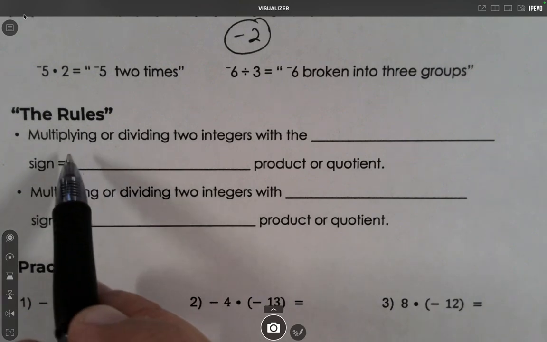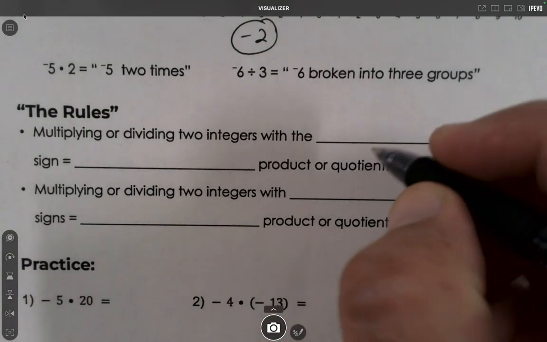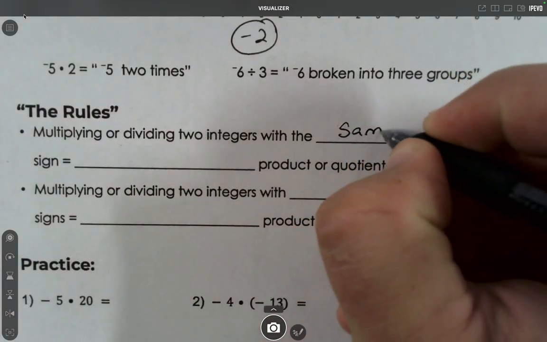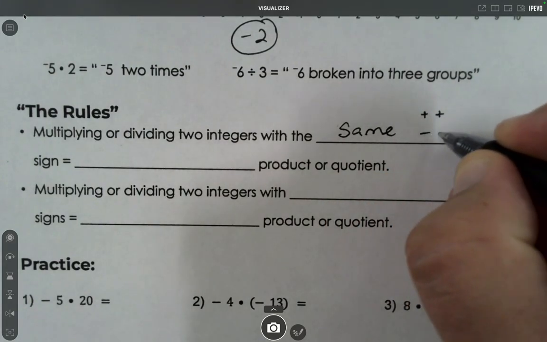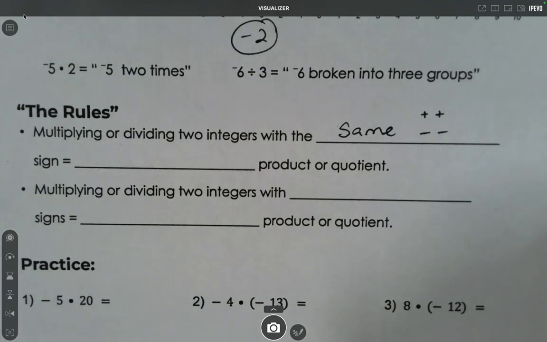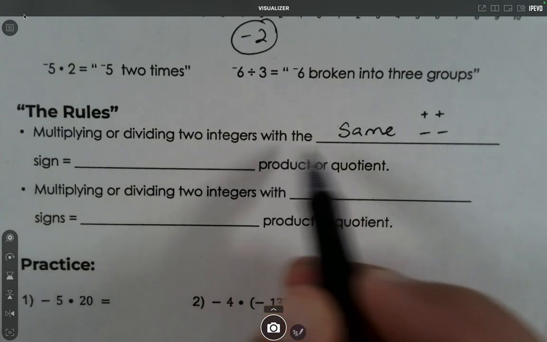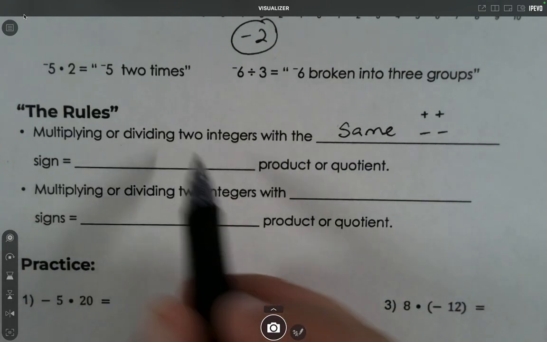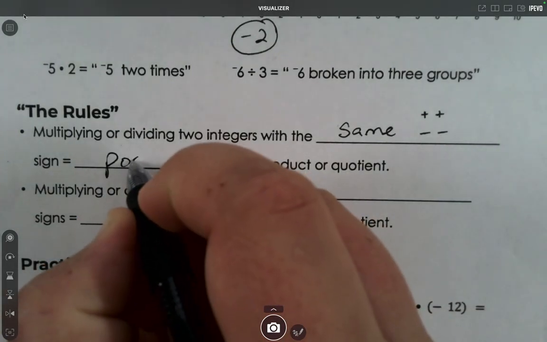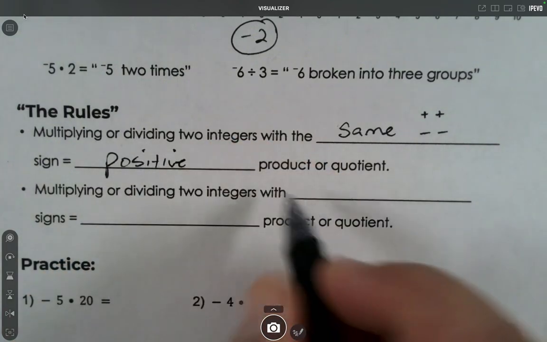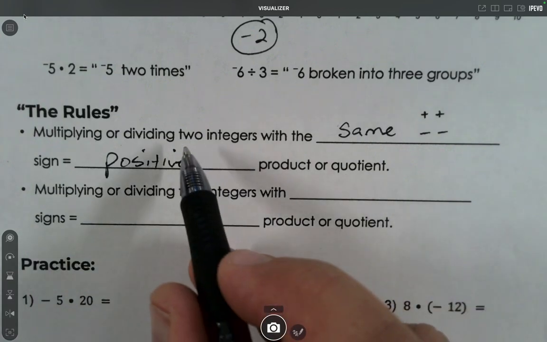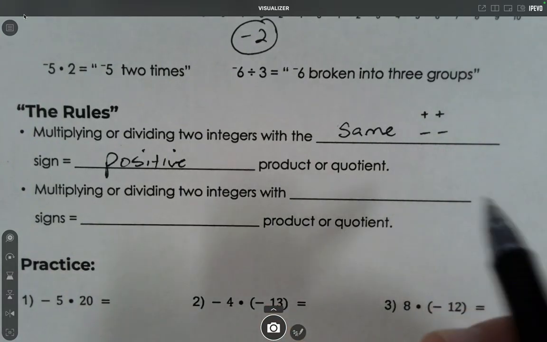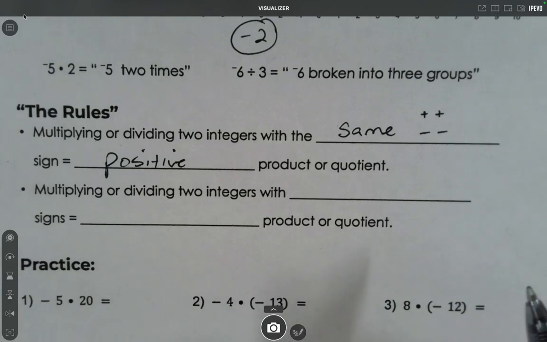Turns out, when you multiply or divide 2 integers with the same sign, now same could mean they are both positive, or it could mean they are both negative. If you have 2 integers with the same sign, multiplying or dividing them will result in a positive answer. Remember, product is the answer for a multiplication problem. Quotient is the answer for a division problem. So same sign, positive answer.